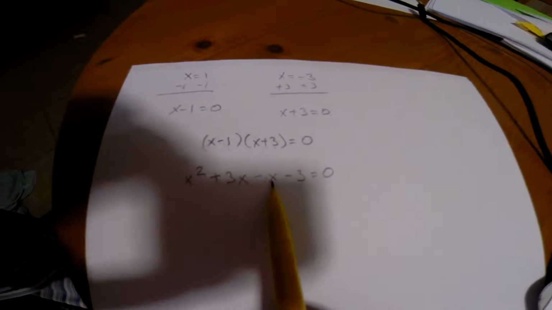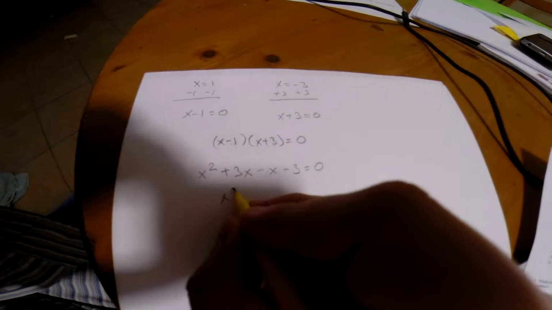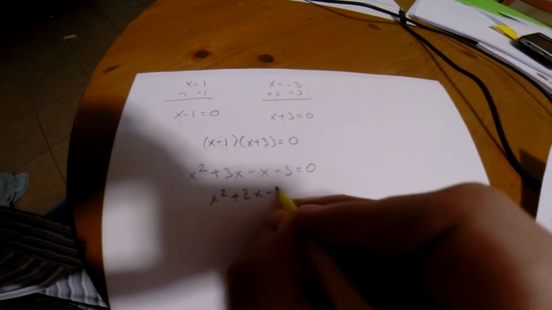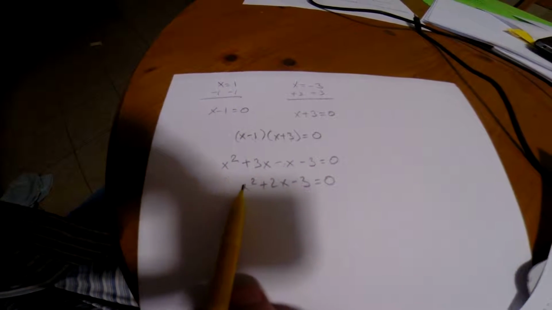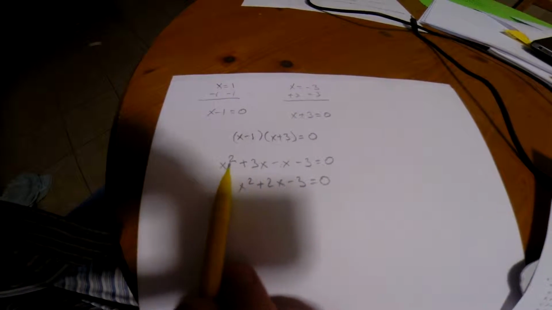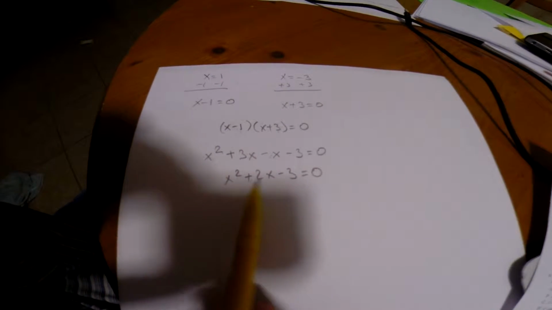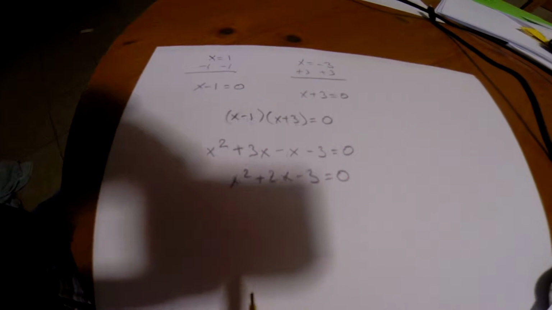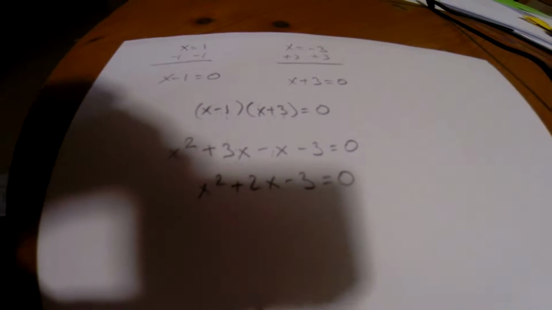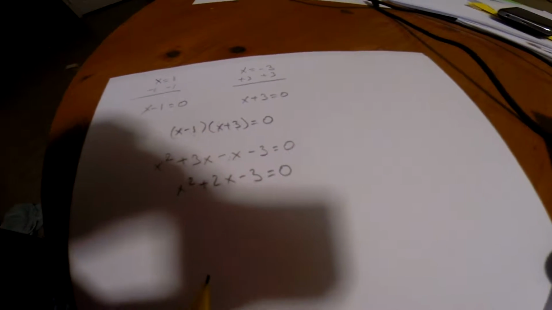Well, we have 3x and minus x, and that gives me 2x. So x squared plus 2x minus 3. Note, however, that I cannot put x squared and 3x or x squared and -x together, because those are not like terms. X squared is not the same thing as x. Well, there you have it. There's your answer: x squared plus 2x minus 3. And that would be answer choice B.